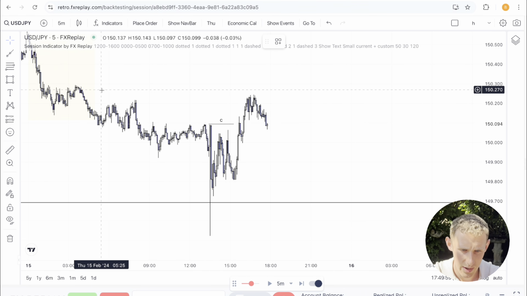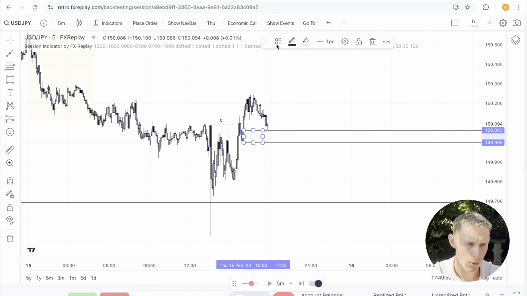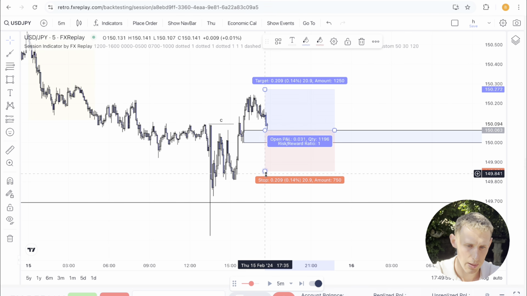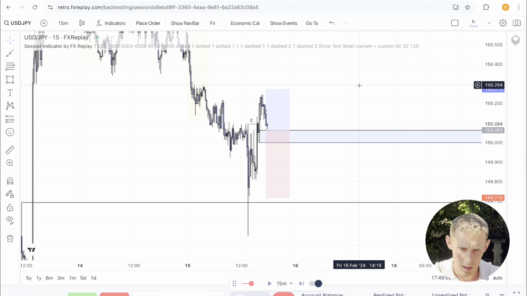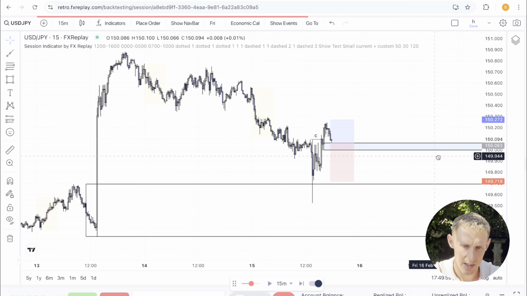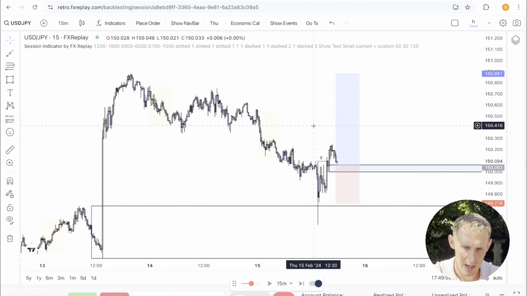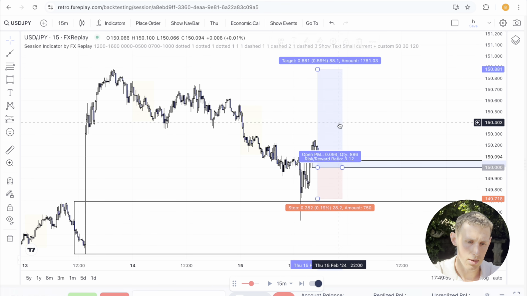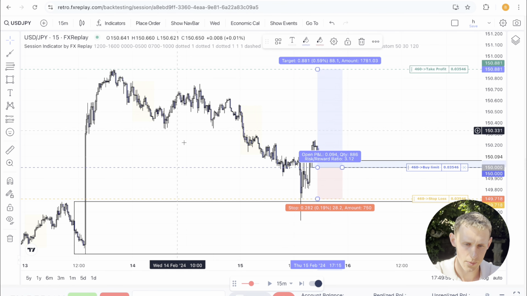In terms of entry areas, I would look to enter from this area. Just a very clear level of M5 demand. And then I would have stops just below this one, just in case price wants to retest lower. But yeah, this is a perfectly valid trade. So I'm going to set this. Actually, I'm going to enter slightly lower just so I can get a 1 to 3, without targeting past the current highs up here.